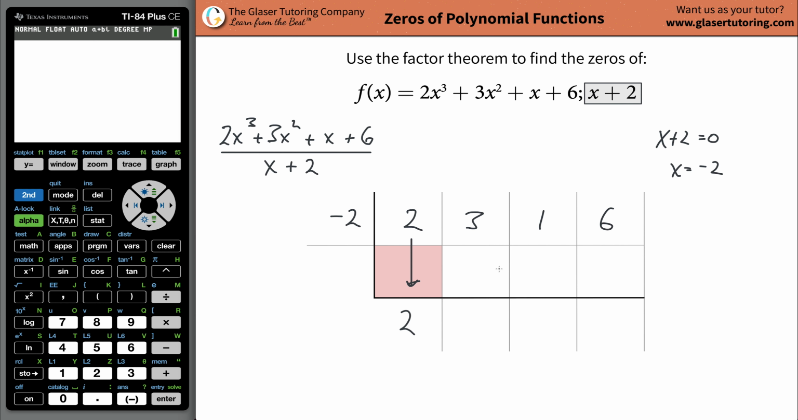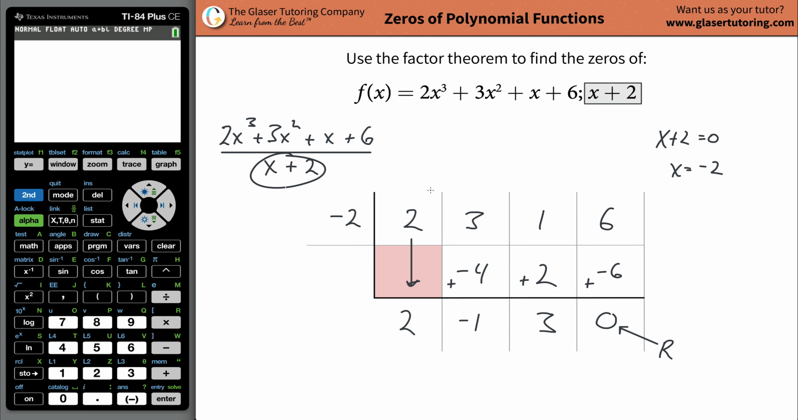Then you take the bottom number, multiply it by the outside number, and put the result in the next adjacent cell, so -4. Then you add this column on up, so that's a -1. Then you repeat the process. Bottom number, multiply by the outside number, so that's a +2. Add that column on up, so you get a 3. That number multiplied by that number is a -6. Add that on up, and look, 0. This number at the bottom represents the remainder. And if I divided this factor into this polynomial and get a remainder of 0, then I know, this is the factor theorem, that this is a factor.